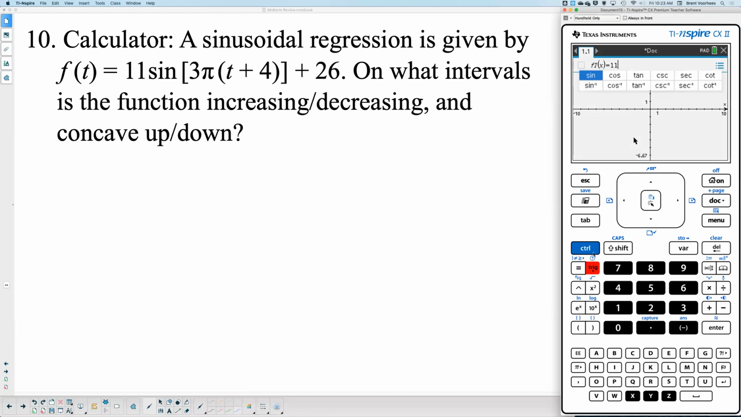11 sine 3 pi, parentheses, and you don't use a t either because my calculator says f1 of x. So you should be using an x because that's what it says, f of x plus 4. And outside both parentheses, a plus 26. When you hit enter, you probably won't see much. Why do you think you don't see much? It's not scaled correctly. Great.